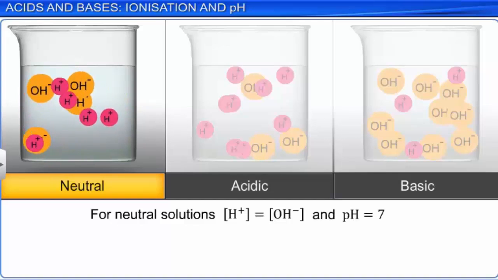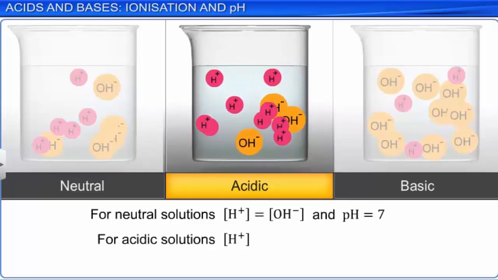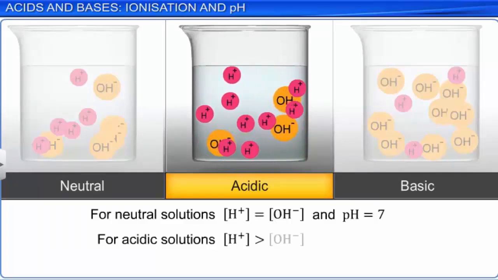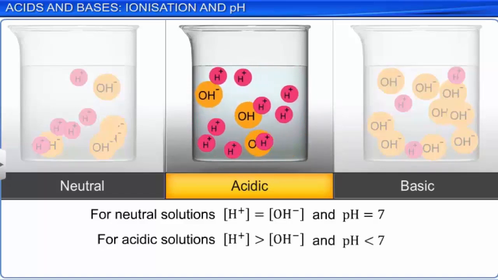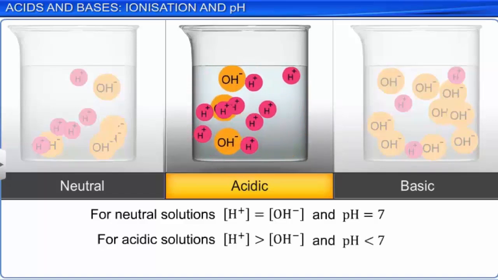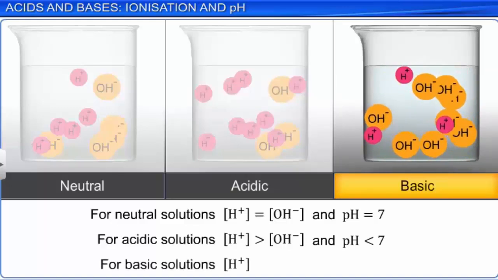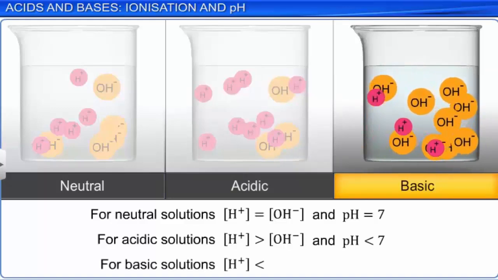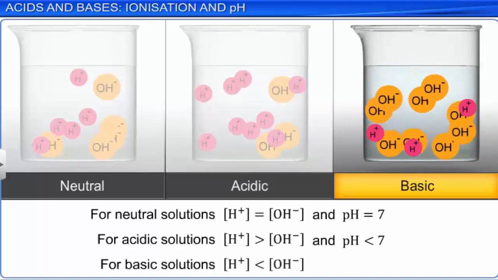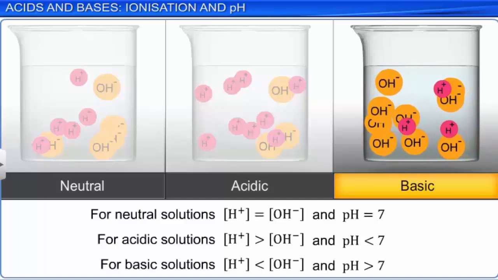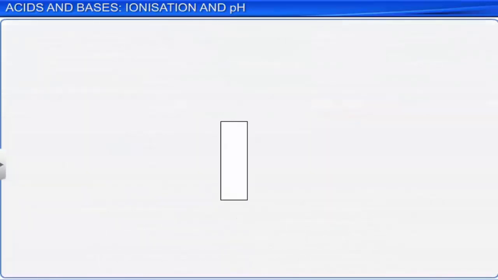For acidic solutions, the H+ ion concentration is greater than the OH- ion concentration, and the pH is less than 7. For basic solutions, the H+ ion concentration is less than the OH- ion concentration, and the pH is greater than 7. The pH of some common substances is shown here.